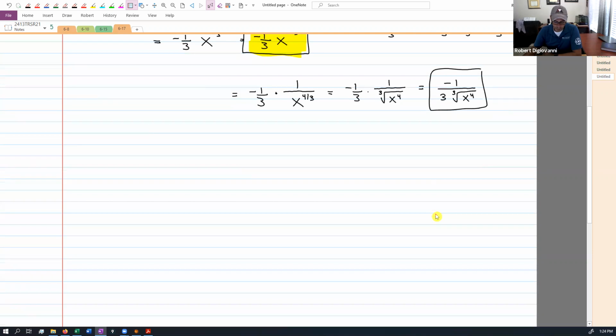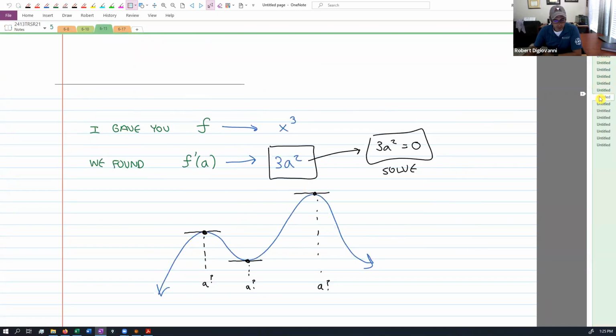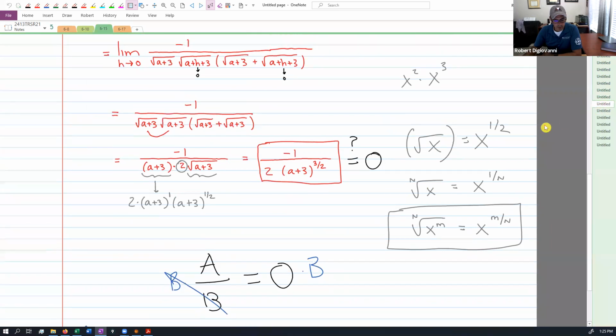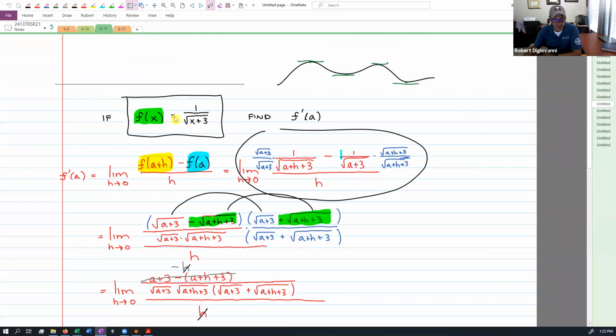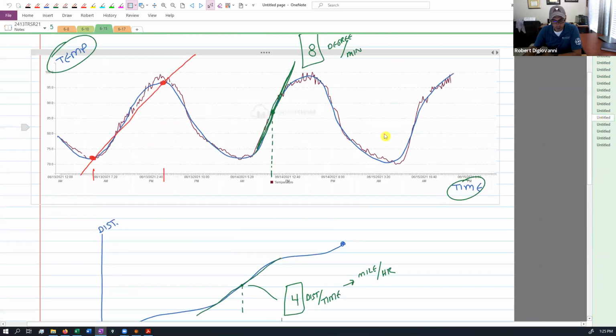Okay. So this is pretty powerful, this rule. It's very powerful. Let's see, did we do another one? Another one. Oh, look at this one right here. Ah, I did the +3. Can't do that one, sorry. Yeah, okay.